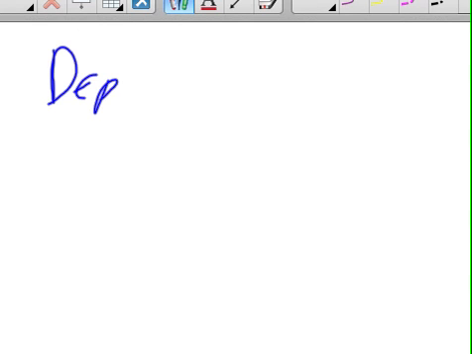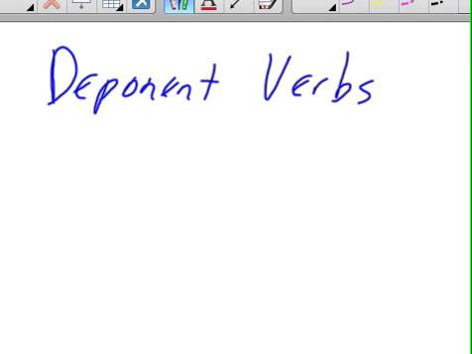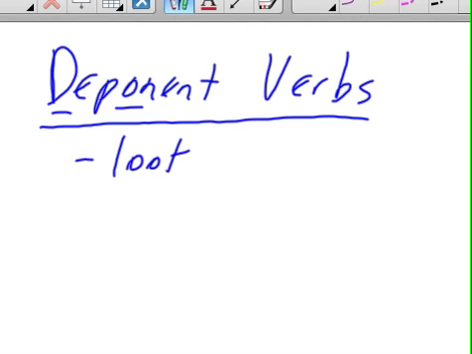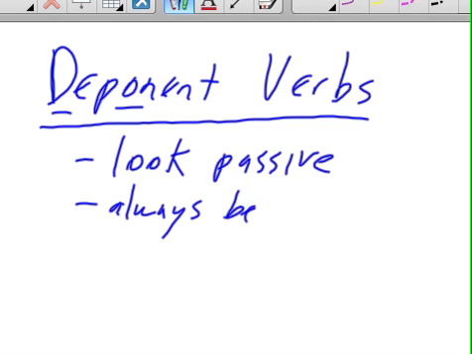Amazing. Deponent verbs. All right, what do you need to know about deponent verbs? You need to know that they depono, they set aside or lay aside their passive meanings. What does that mean? That means that deponent verbs will often look passive. All right, notice I say look passive, but they will always be active. So when you look at a deponent verb and you're like, hey, that's a passive ending, well, who cares? It's going to be translated actively anyway.